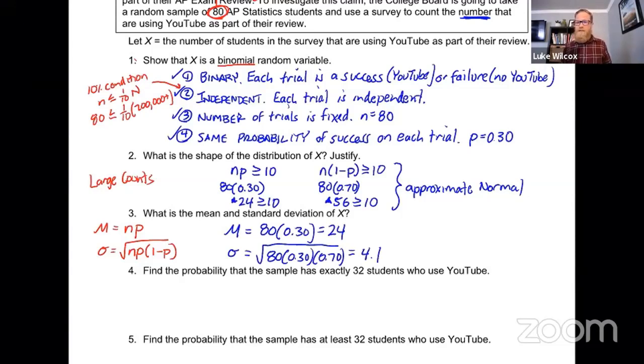So what that standard deviation is telling us is that if the College Board was to repeatedly take samples of size 80, then the number of students that are YouTubers is typically going to be about 4.1 away from the mean of 24. So it seems reasonable that we would get values a little bit bigger than 24, a little bit less than 24, right? If they typically vary from that value by 4.1.